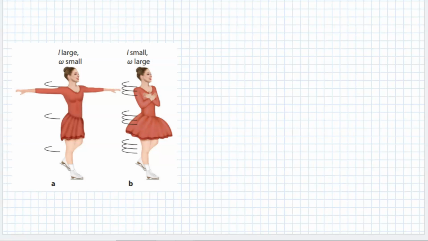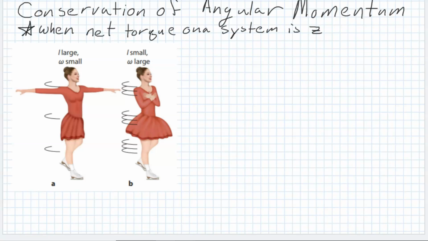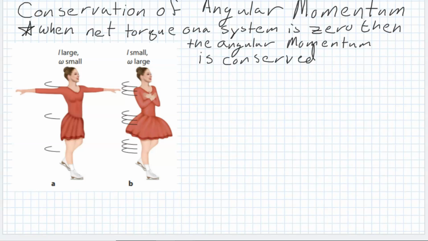Now let's. So just like linear momentum, angular momentum is also conserved. So when net torque on a system is 0, then the angular momentum of the system is conserved. So let's apply conservation of angular momentum to this ice skater here, and we'll see how changing her moment of inertia changes her angular velocity.